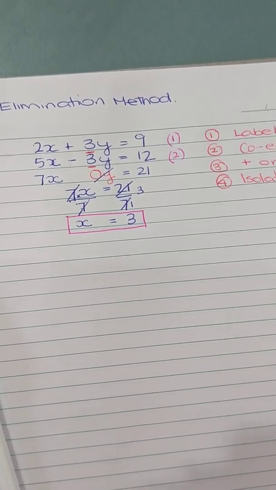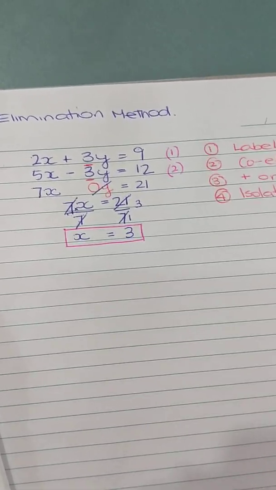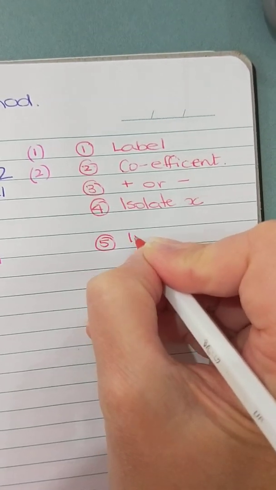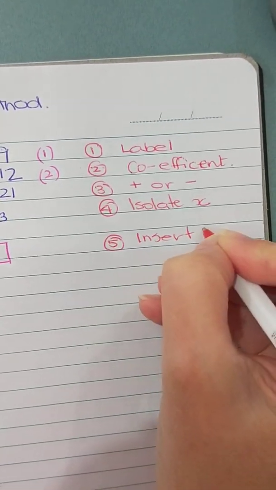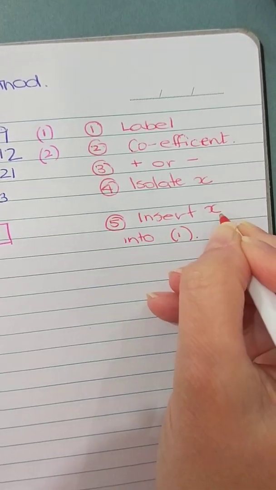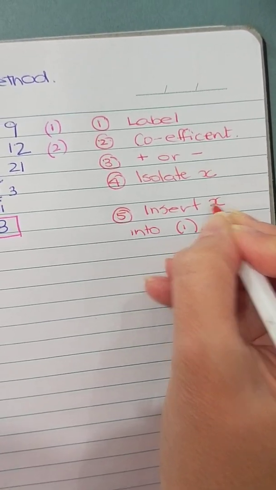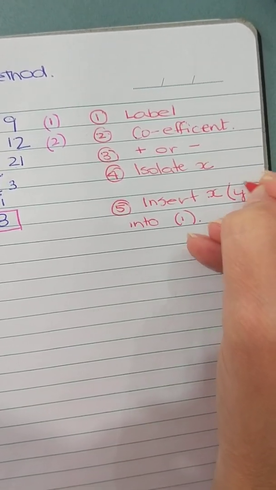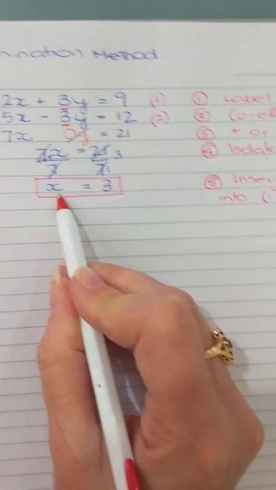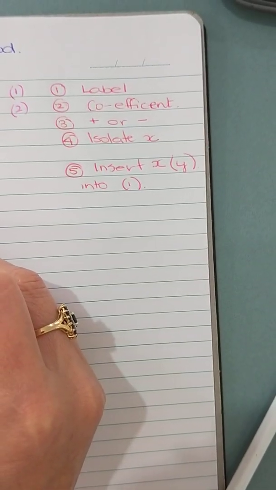The next step is going to be to insert that value of x into equation 1. Insert x into equation 1. Now, it could actually be y that we've solved for, but in this instance, it's x. So it could be y, but not today. Today, we've actually managed to solve for x. All right, and we're going to insert x into 1. Here's 1 here.